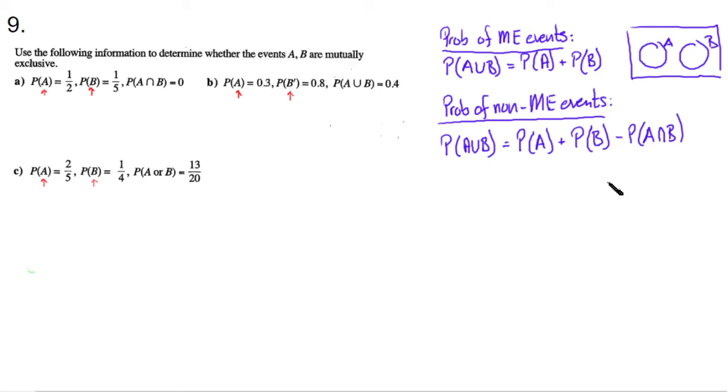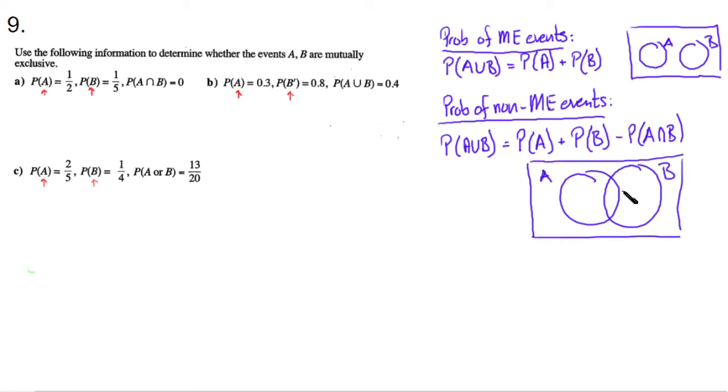We can visualize this again as a Venn diagram. So here is our event A, here's our event B, and now there is an overlap. If you remember from set theory, to avoid double counting when we want to determine the probability of A or B, we have to subtract that overlap. So we can take advantage of those two formulas to determine whether these events A and B are mutually exclusive or not.